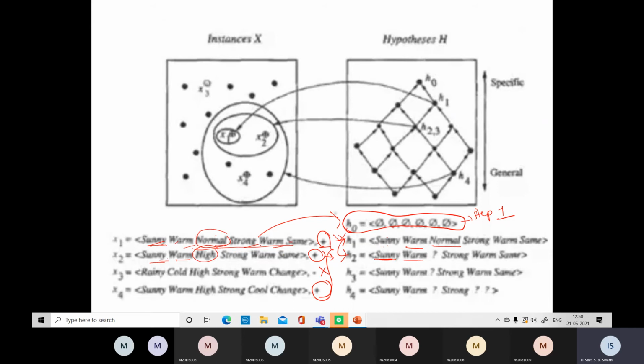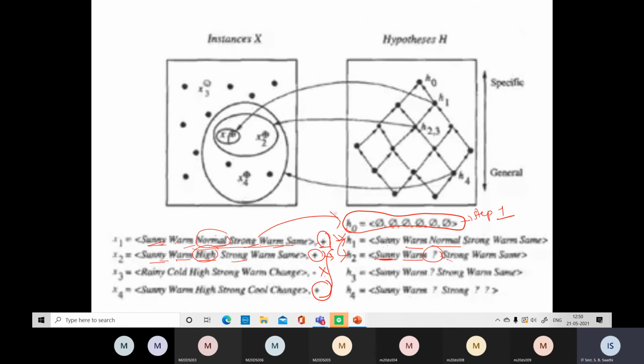Then here the third instance is normal, here high. So there is an updation, there is a modification. I want to include both high and normal. Both these two inputs should be accepted. So for that case, I am keeping a question mark. So any type of input you can give, either normal or high.